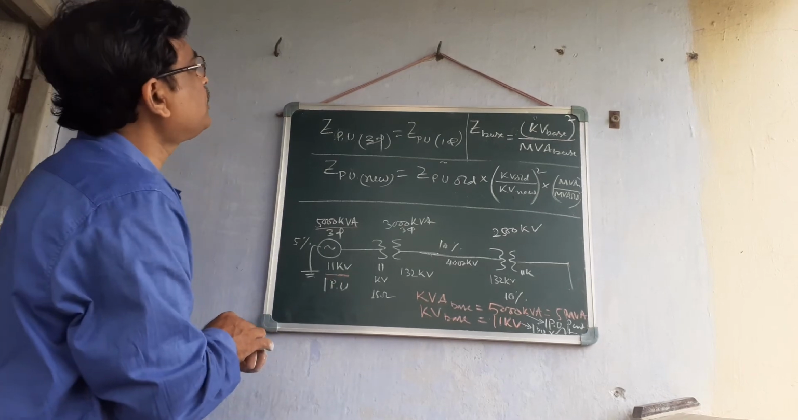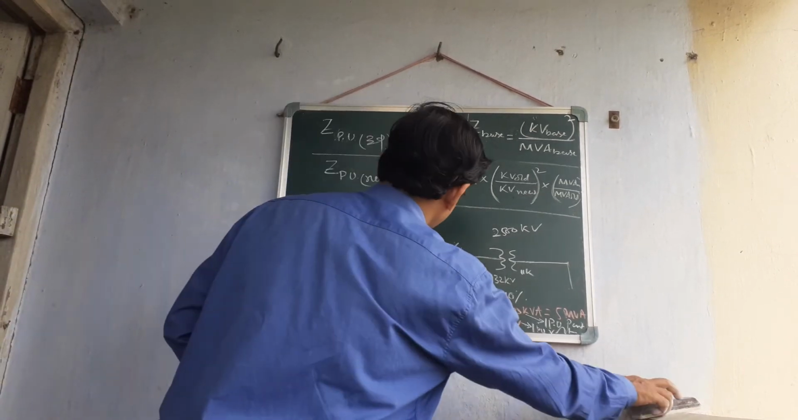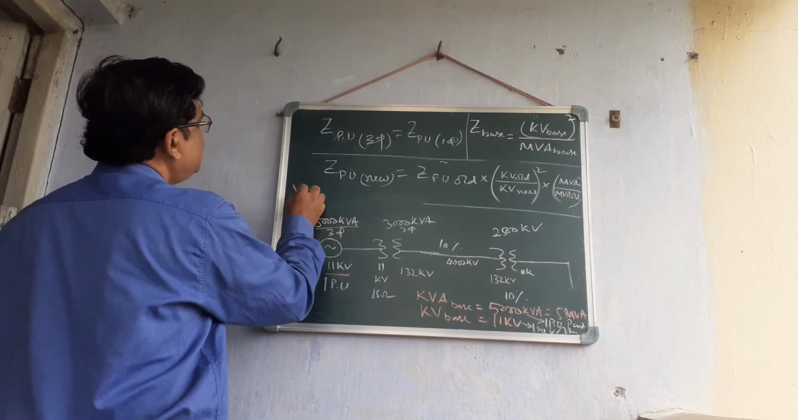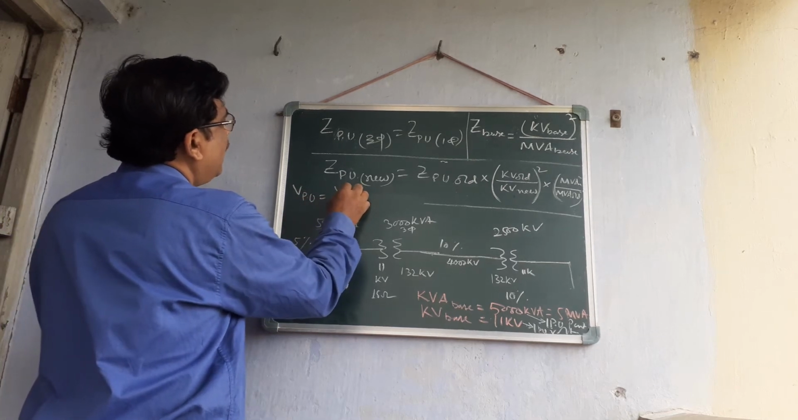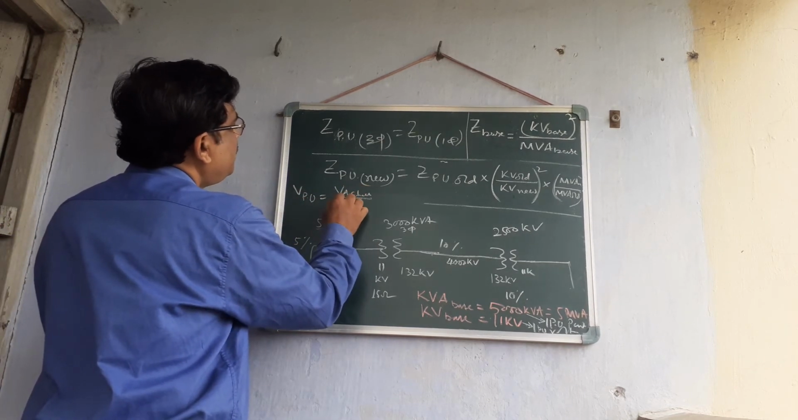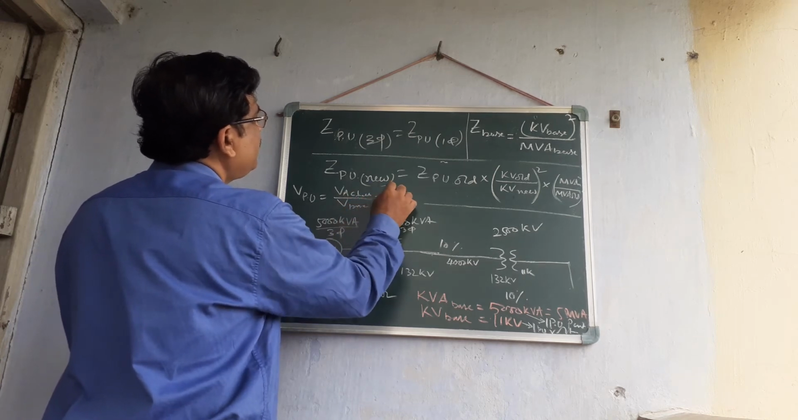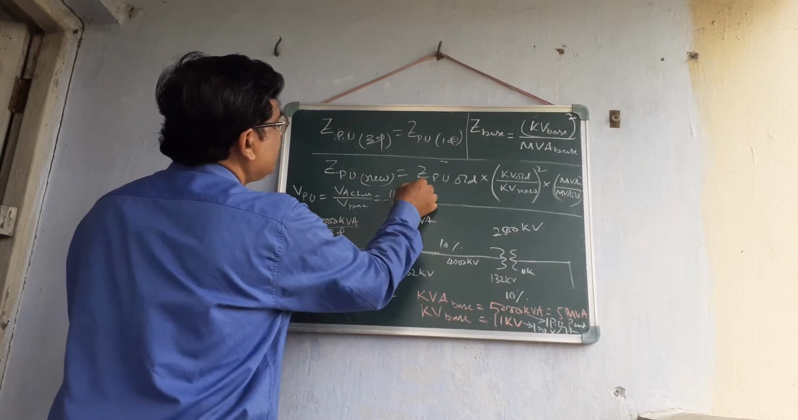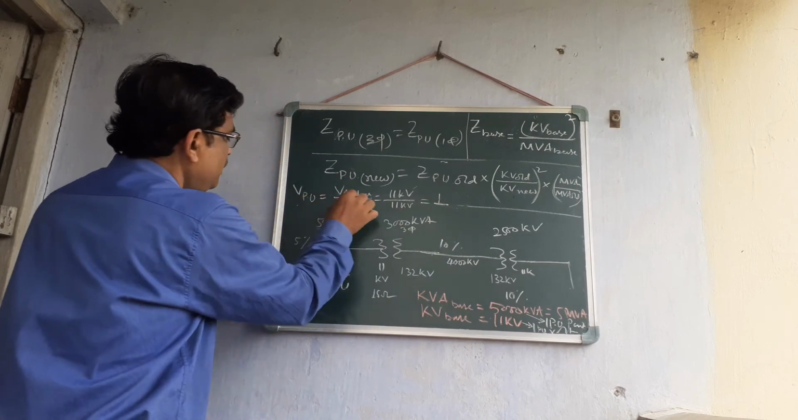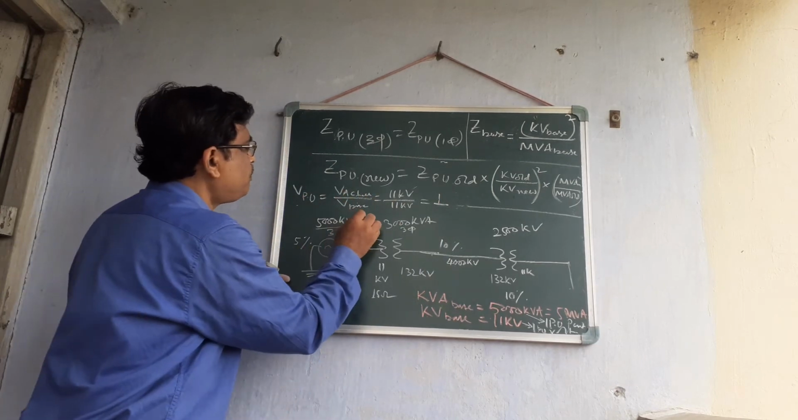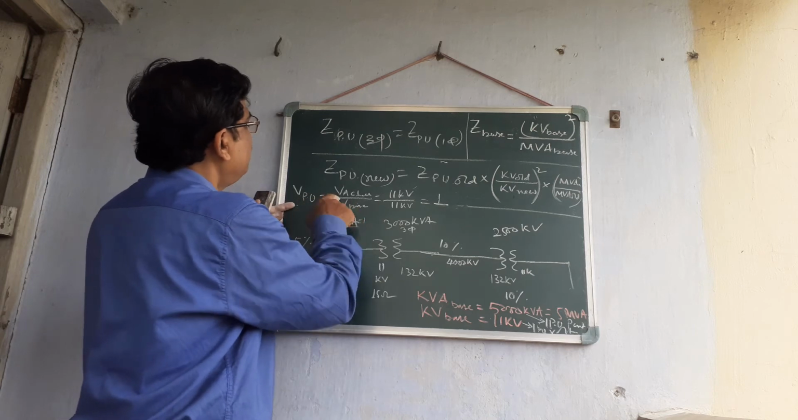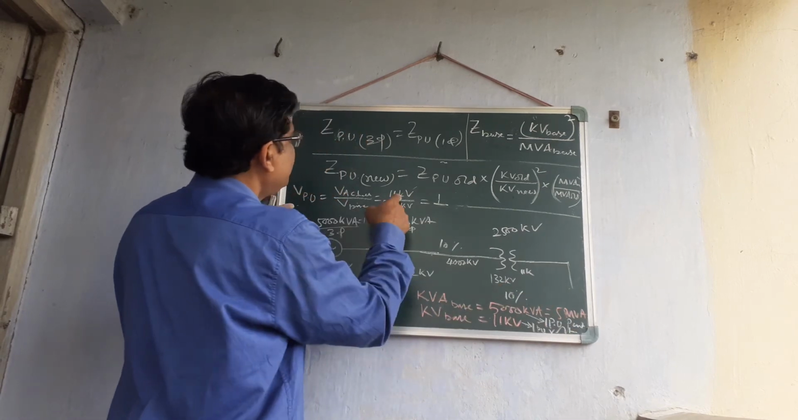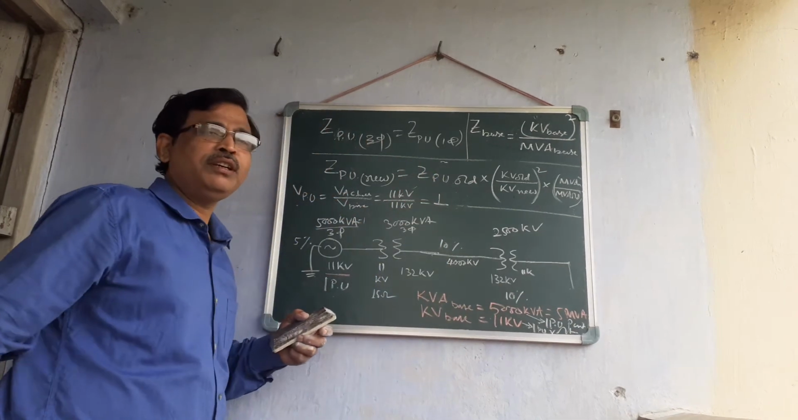Why per unit? Because per unit system means we know that per unit value, V per unit equals V actual by V base. Here V actual is 11 kV and V base is also 11 kV. So the kV cancels, it's 1. That means it is 1 per unit. Similarly, its power is 1 per unit. Once again, P per unit is power actual by power base. Power actual is 5000 and power base is also 5000. So it will be 1.